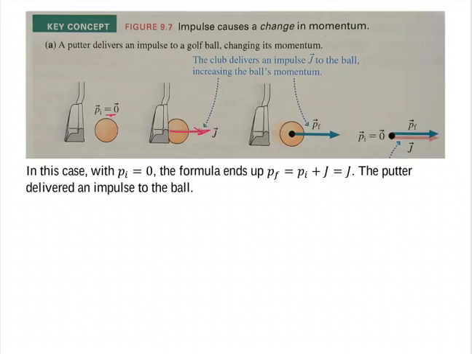Whatever that is, right? Now, the initial velocity was 0. The final velocity was whatever it is because of the impulse that was delivered to it. So in this case, initial velocity is 0. The formula ends up here. The putter delivered an impulse to the ball, and then from there we can solve. And if we were asked to find the final velocity, if we knew the impulse that was delivered, we could certainly do that. So the impulse is equal to the mass times the velocity.